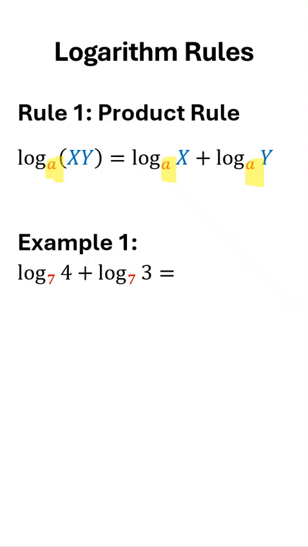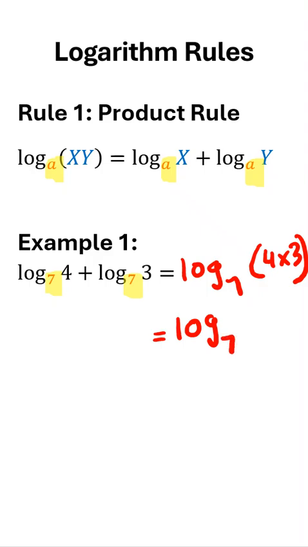So let's look at example 1. Let's express these logs as a single log. Here we have log to base 7 of 4 plus log to base 7 of 3. As we can see, the base is 7, so the base will stay the same. So here we have log to base 7, and then we need to multiply the arguments. Here we have 4 times 3, and if we calculate this, we have log to base 7 of 12.